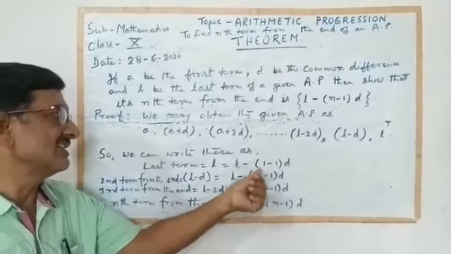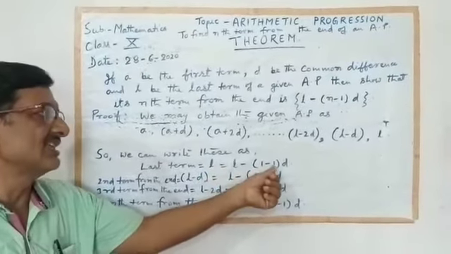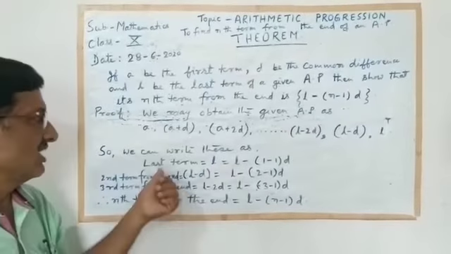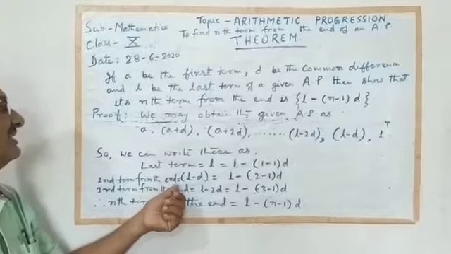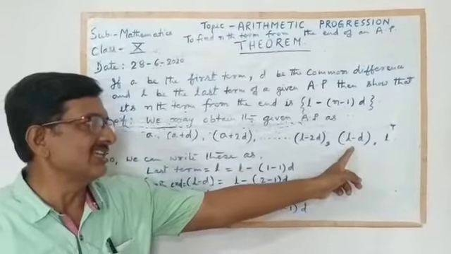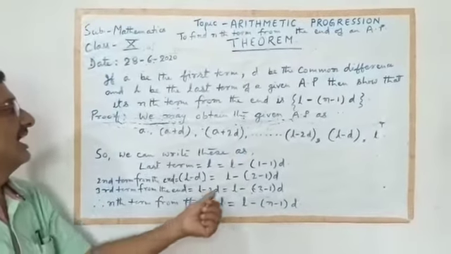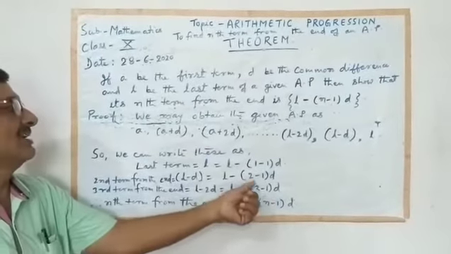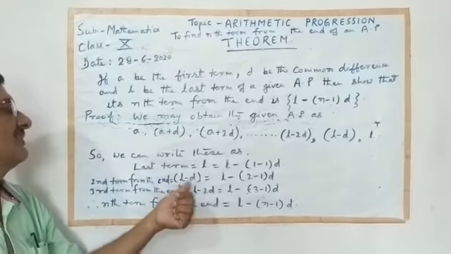When we calculate this, 1 minus 1 is 0, so L minus 0 will give you L. So the last term from the end is L. The second term from the end is L minus D, which is already given here. So it can be written as L minus (2 minus 1) into D. 2 minus 1 will give you 1, so the result will be L minus D.